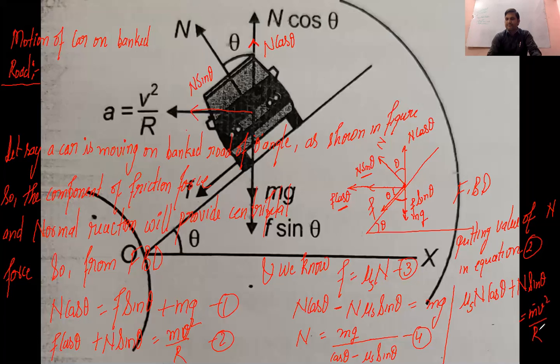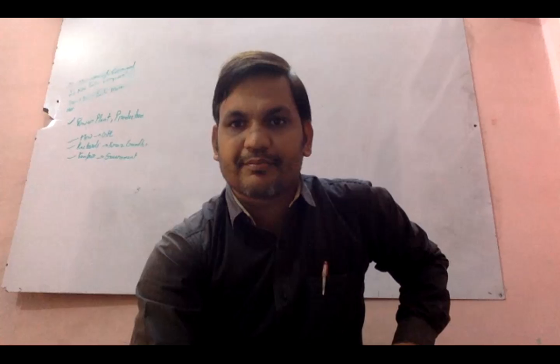Can we switch to the next page? Okay, this is the equation where we are going to put the value. If we take N common from here, it will be N times mu s cos theta plus sin theta is equal to mv square by r. So we can put the value of N from here. Okay, so I'm switching to the next page.